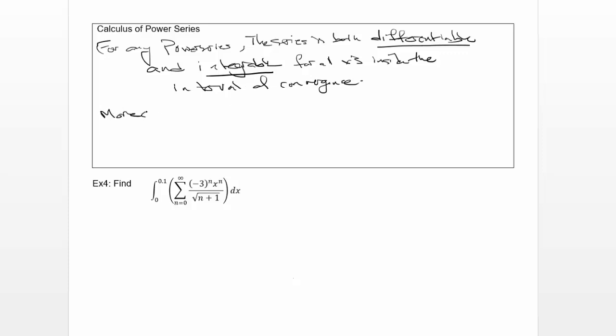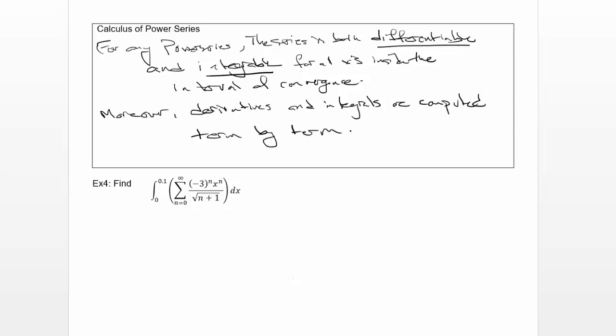Moreover, derivatives and integrals are computed term by term. Meaning we'll write out the sum as each of the terms, and then to find the derivative of that power series, we're going to find the derivative of each individual term along the way, and then we can write that new sum using sigma notation if necessary, or it'll just represent the derivative.